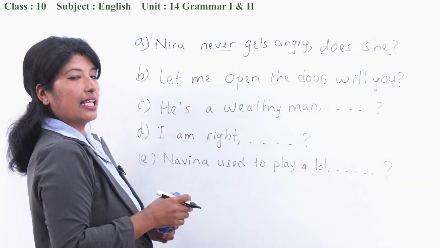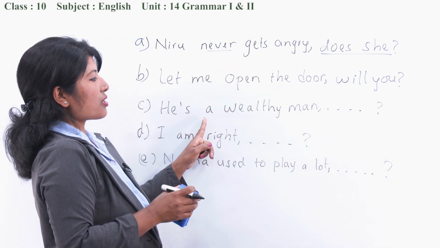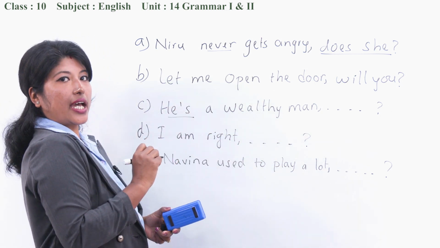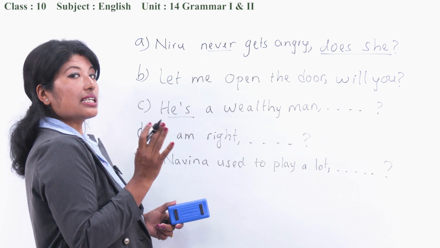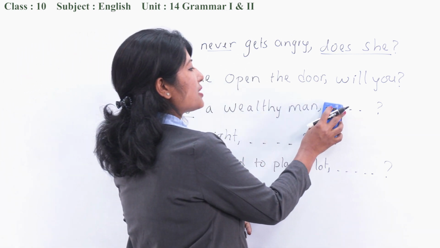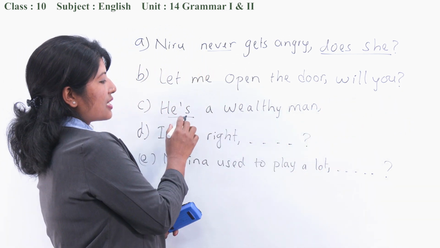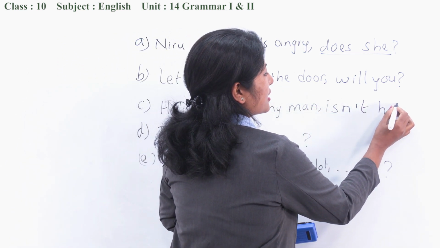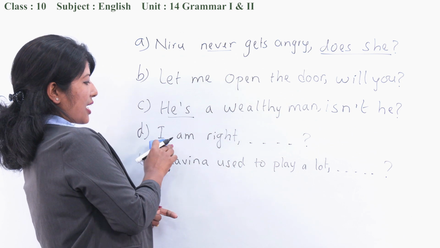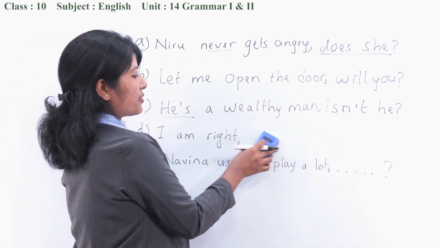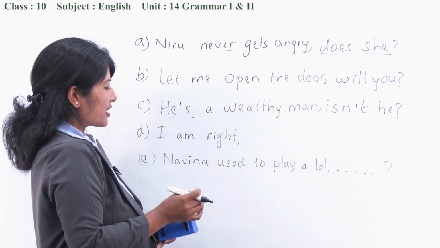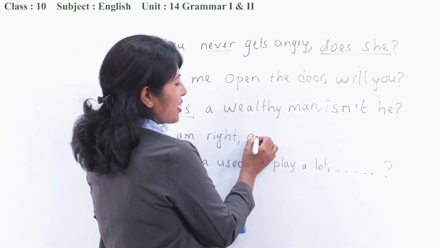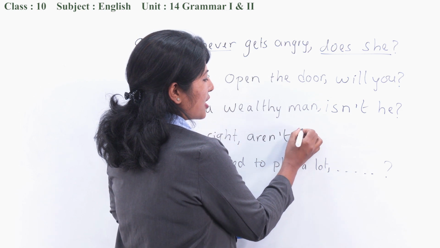Okay. Let's move to C. He is a wealthy man. Here apostrophe s is there. So what is it? Is. Okay, that means here we need isn't he. Isn't he? Okay, I am right. What do we say? Amn't I? Is that correct? Amn't I? No. What we say? Aren't I?